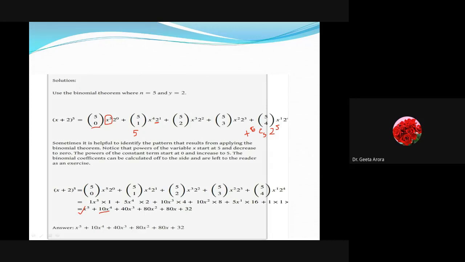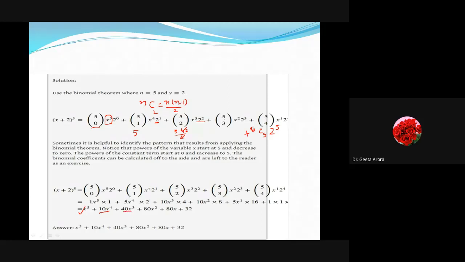Now when we are talking about nC2, what is the formula that we have to learn? nC2 can be learned as n into n minus 1 by 2. These are coming obviously from the same formula that we have written, but this is how we have learned. nC1 is n, nC2 means n into n minus 1 by 2, means it is 5 into 4 divided by 2. So it gives me 10, and 10 into 4 gives me 40. So here we have 40x^3.